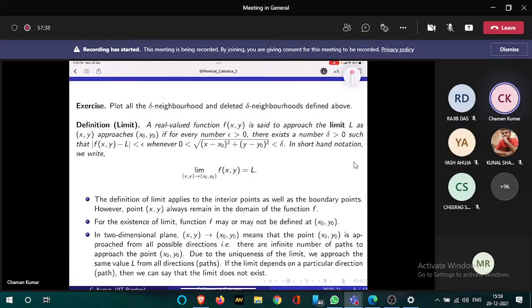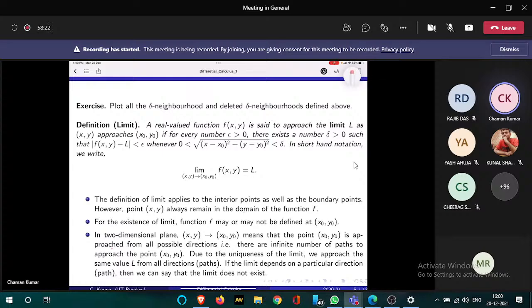In the one-dimensional case, the function of one variable, when you approach the point x0 from the left hand side, and the value of the function does not go to the same point as when you approach from the right hand side, then you say that the limit does not exist. The left hand limit and right hand limit are not equal, so you can say that the limit does not exist. So here also we are applying the same definition to show that the limit of the function does not exist.